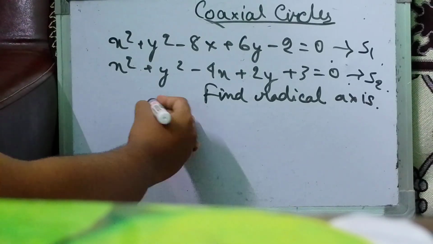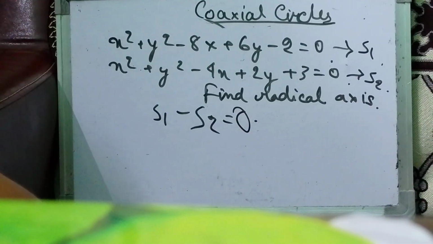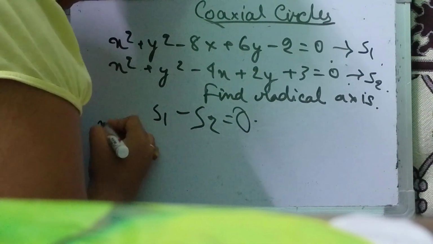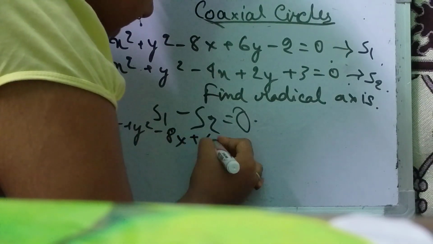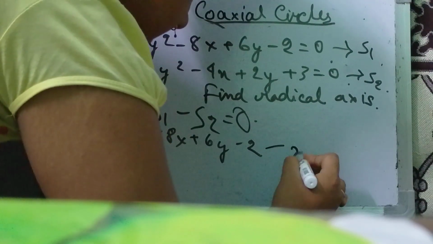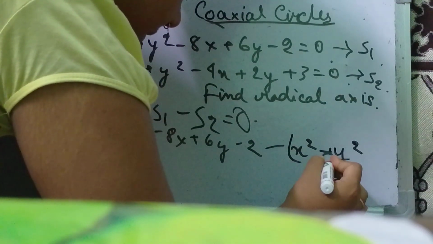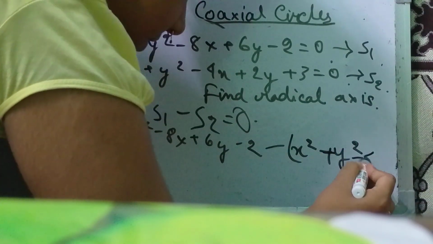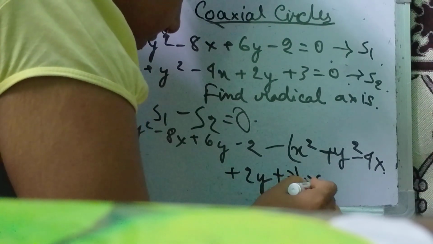In the case of the radical axis, we know S1 − S2 = 0. So it becomes x² + y² − 8x + 6y − 2, minus (x² + y² − 4x + 2y + 3), equals 0.